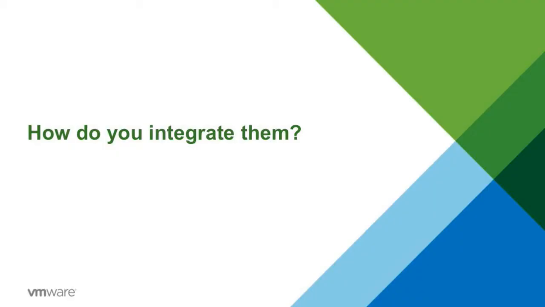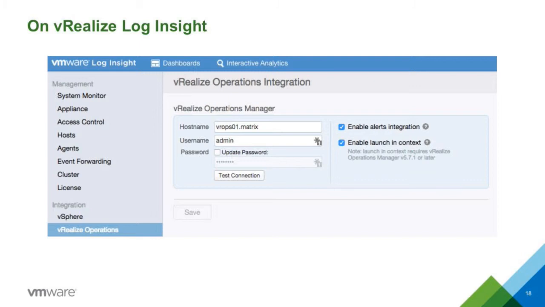Now, how do you integrate the two products? They're great standalone, they provide information about structured and unstructured data, but together they really give you that 360 view that I was talking about. So how do you bring them together? Well, that's done through Log Insight. Through the administration UI, we have an integration for vRealize Operations. You tell Log Insight where vROps is and provide some credentials, and then we have some different integration options available.